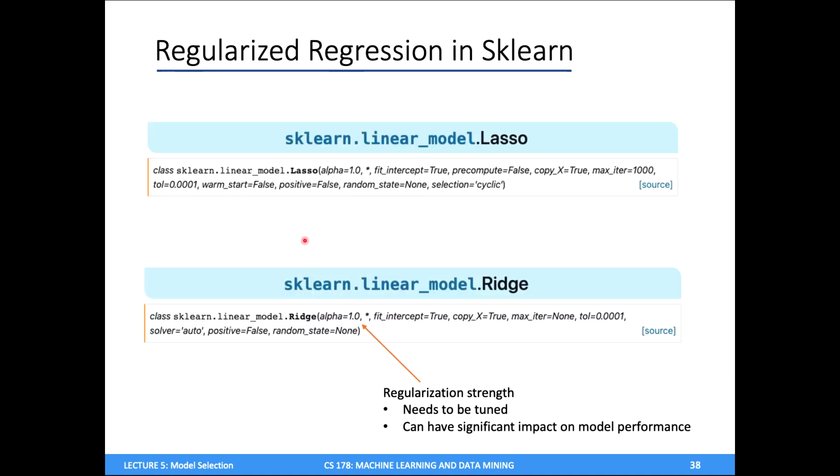Again, we can fit a linear model with these regularization penalties in scikit-learn. We've got lasso and ridge. And again, I'll point out that you can specify this regularization strength when you're fitting these models. So it's another hyperparameter that we'll need to tune using this train validation test paradigm. Oftentimes this regularization parameter can have a quite significant impact on your model performance, so it's important to do a good job of tuning this.